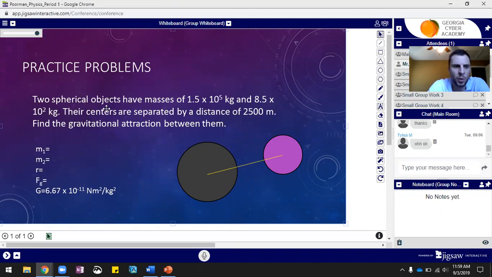So let's go into this problem really quickly here. Here we have two spherical objects. They have masses of 1.5 times 10 to the 5th kilograms and 8.5 times 10 squared kilograms. So I'm just going to go ahead and write that up here. I'm going to label these, okay? So this is 8.5 times 10 squared kilograms, and this one is 1.5 times 10 to the 5th kilograms.